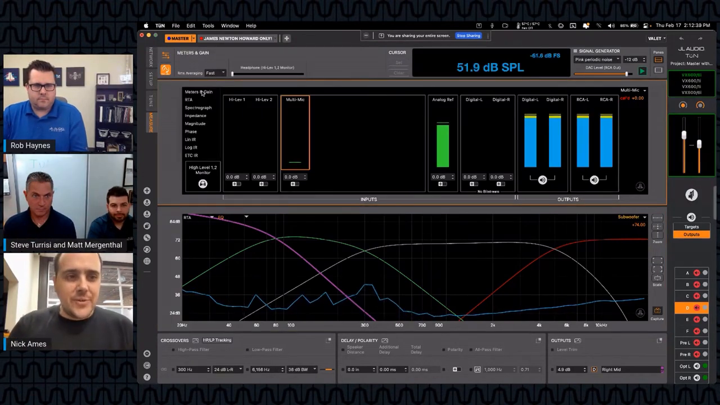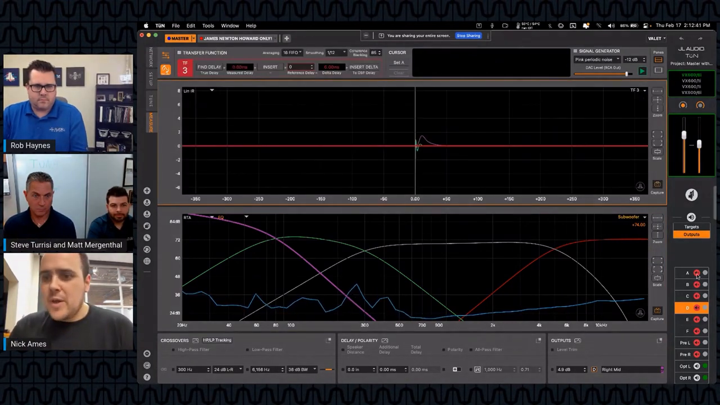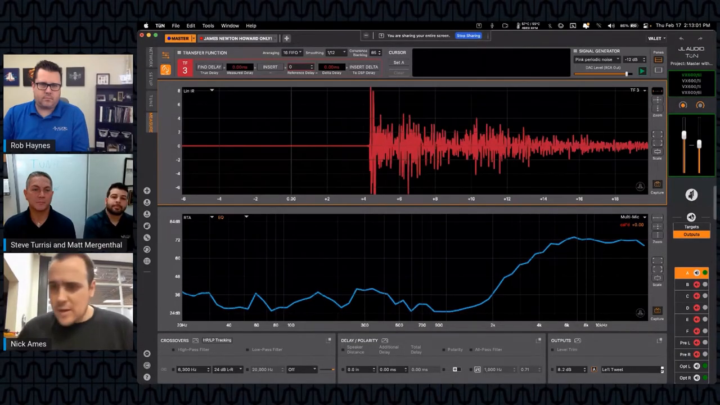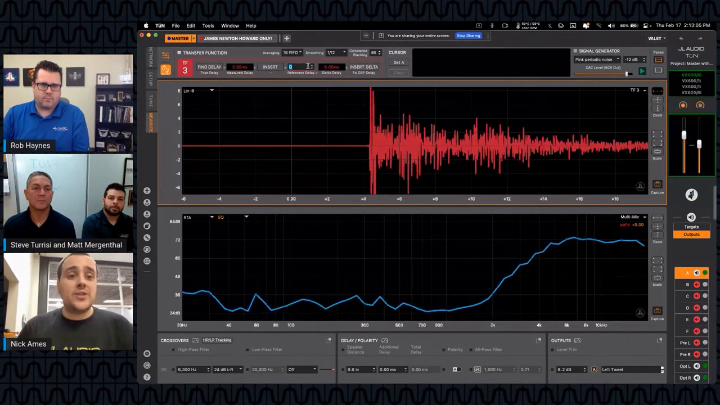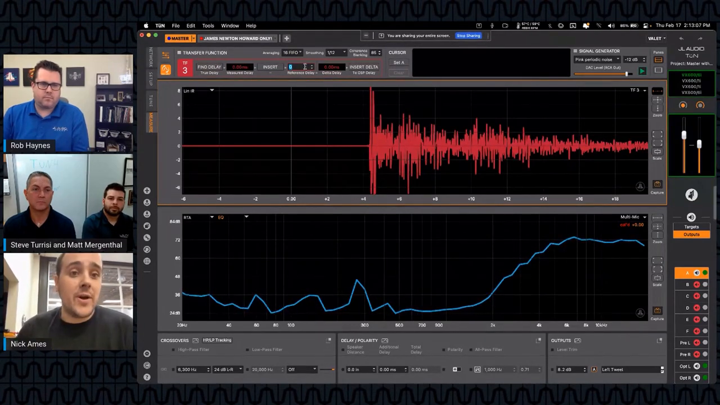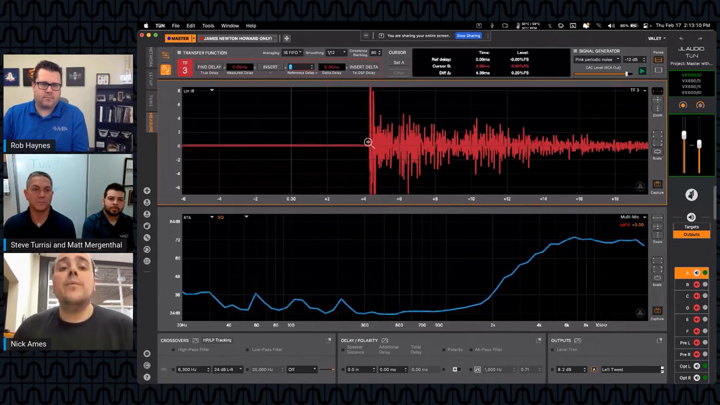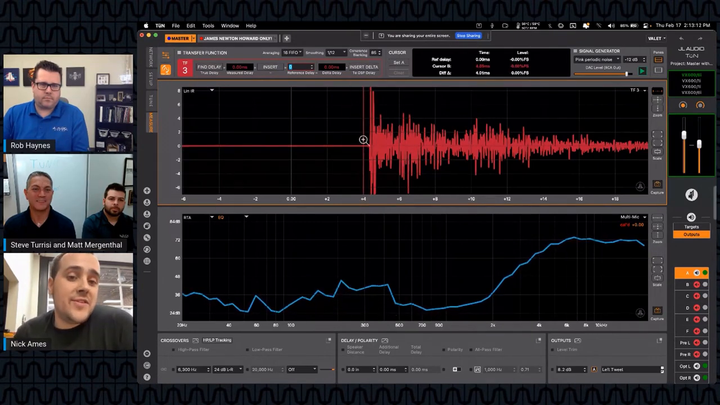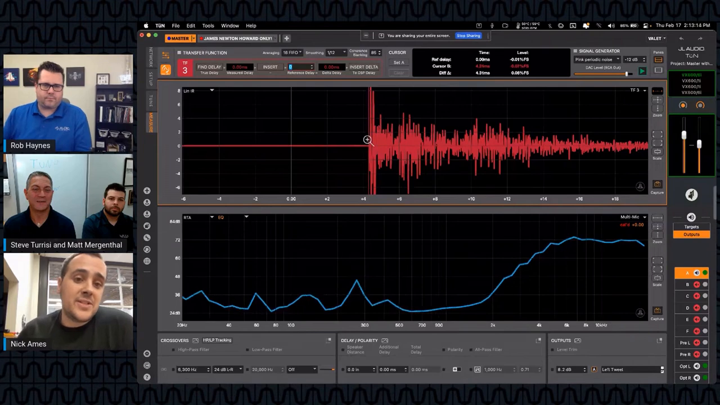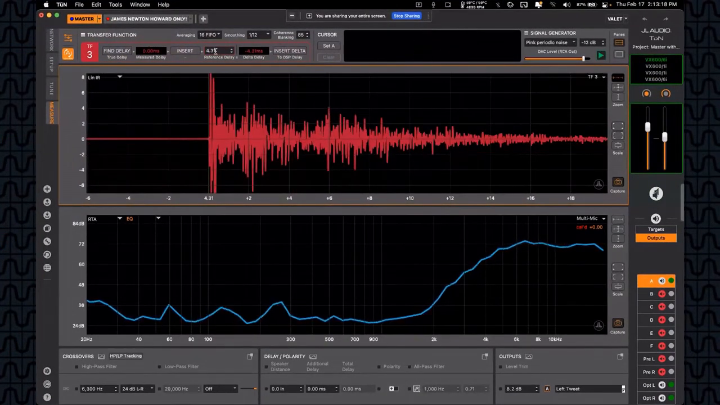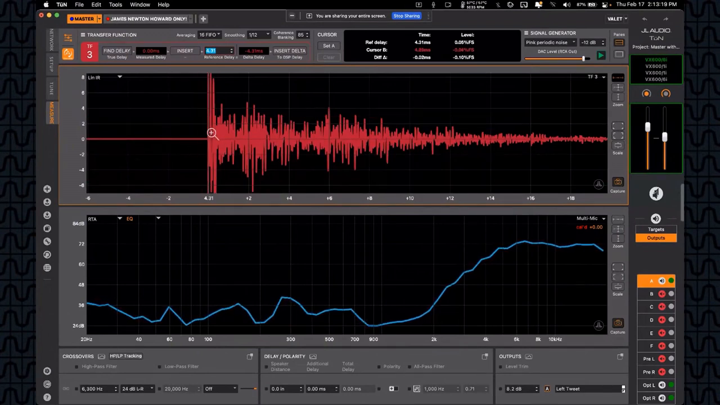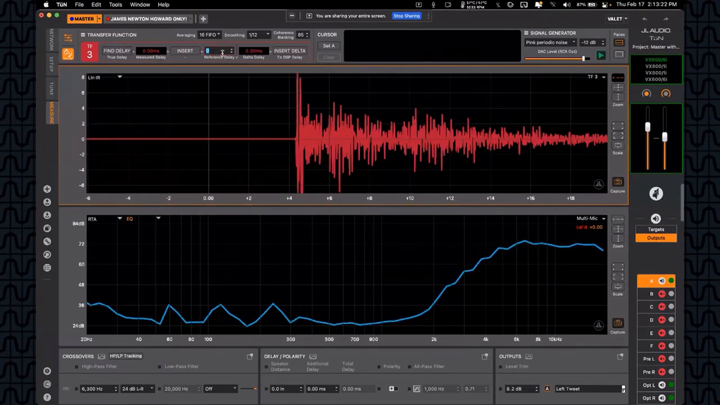Probably the first thing to do from here moving forward would be to align all the speakers in time. What I would do is zoom in on the first speaker. I just need to set my reference delay for my transfer function engine here. The easiest way for me to do that is to just look at the beginning of the impulse response and right click. And then that sets the reference delay value for wherever I put my cursor on the beginning of that impulse response. So I'll set that back to 0.